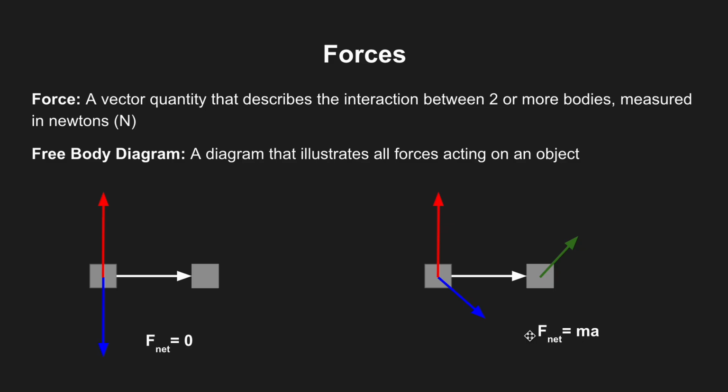The most basic formula for forces is F net equals ma, F equals ma. That, as we'll learn later, is Newton's second law, and that's just the net force. You can calculate it by multiplying the mass and the acceleration of the object.